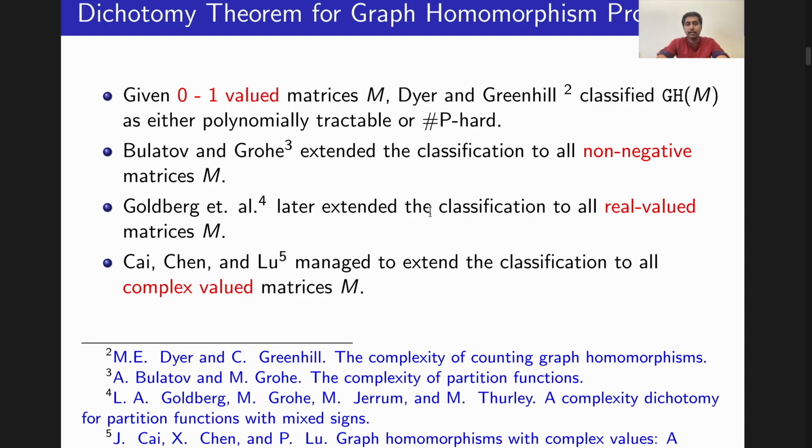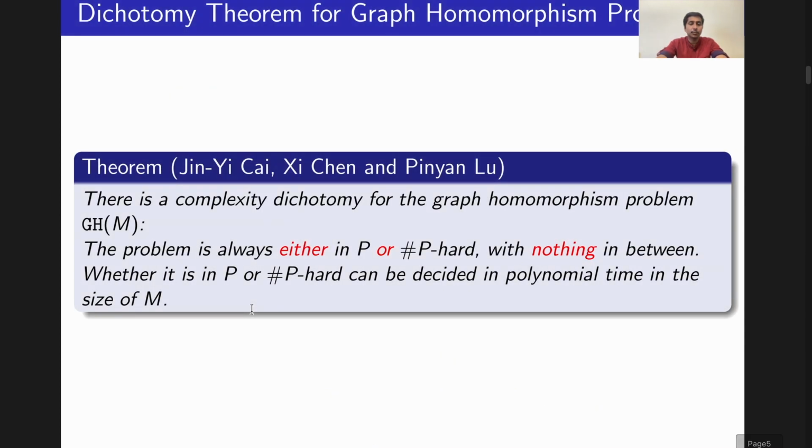And then Goldberg et al. later extended it further to real-valued matrices. Then Cai, Chen, and Lu extended it again to complex-valued matrices M. So this is what we now know, thanks to Jin-Yi Cai, Chen, and Lu. We know that there is a complexity dichotomy for the graph homomorphism problem GH of M, and the problem is either in P or it's #P-hard, with nothing in between. Whether the problem is in P or #P-hard can be decided in polynomial time in the size of M.